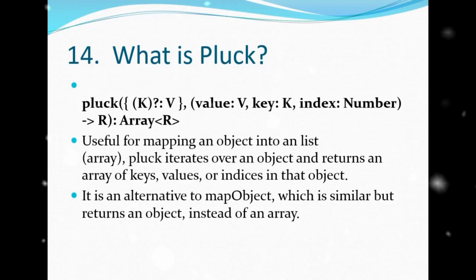What is pluck? pluck(k, v, i) returns an array. Useful for mapping an object into a list or array. Pluck iterates over an object and returns an array of keys, values, or indices in that object. It is an alternative to mapObject, which is similar but returns an object instead of an array.